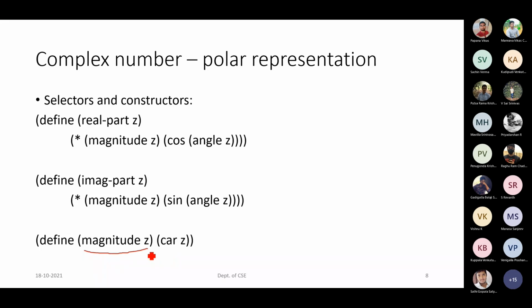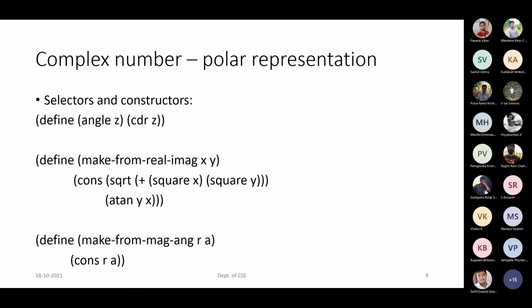So for the magnitude procedure, where we want only the first value, we will be applying the CAR of the complex number. Similarly, if you want the angle, we want to extract the second value of it, so we will be applying the CDR part of the complex number. That is the second value of our complex number.